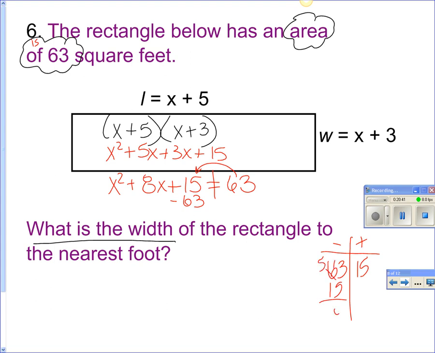Oh, gosh, I got to borrow. 13 minus 5 is 8. So I get 48, and it is negative. Okay, so I got x squared plus 8x minus 48. All right, so that's what I got to work. Okay, Elijah, what do you think I'm going to do from there?